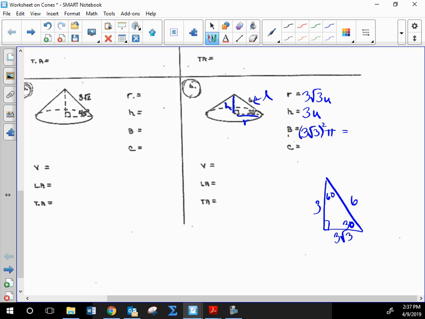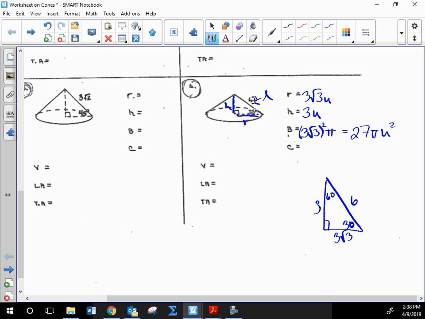Kathy, will you explain how you got 27? So I use my mathematics, right? 3 times 3 is 9. 3 times 3 is 3, and you multiply that, and you get 27. Good. We distribute our exponent to the 3 and the root 3. 3 squared is 9. Root 3 squared is 3. Multiply together, we get 27 pi.